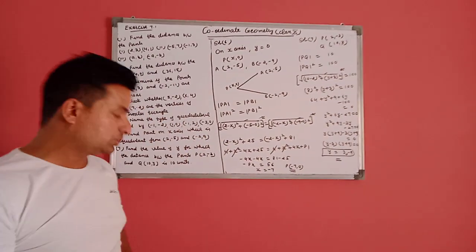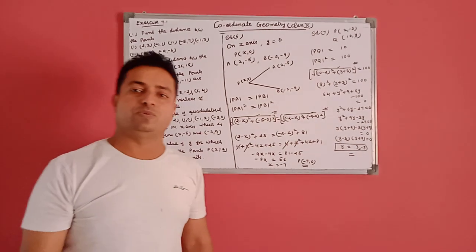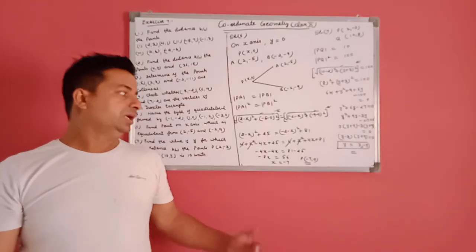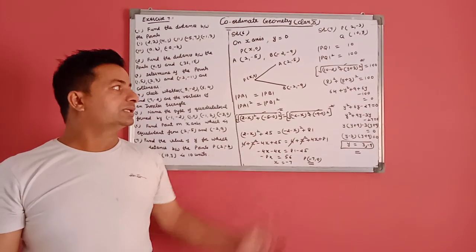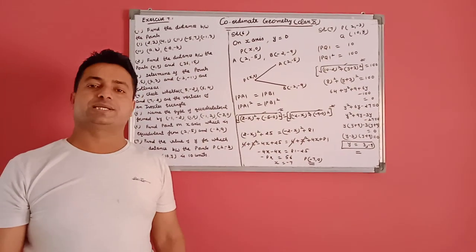These are the solutions of question 7 of exercise 7.1 of chapter coordinate geometry. In the next video we discuss the remaining questions of this exercise and also the section formula.